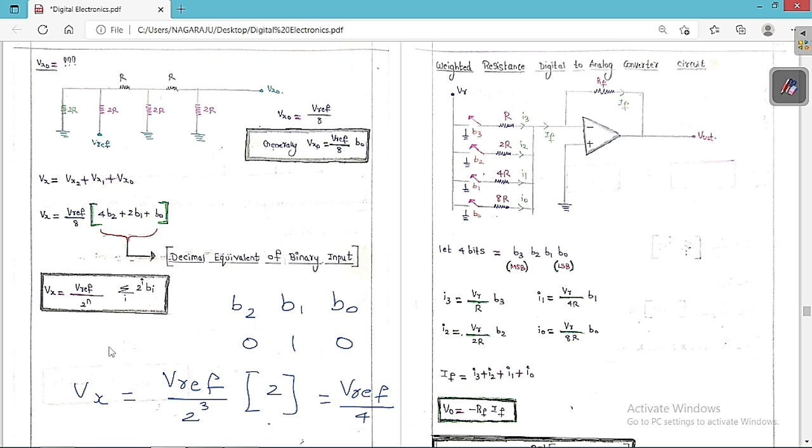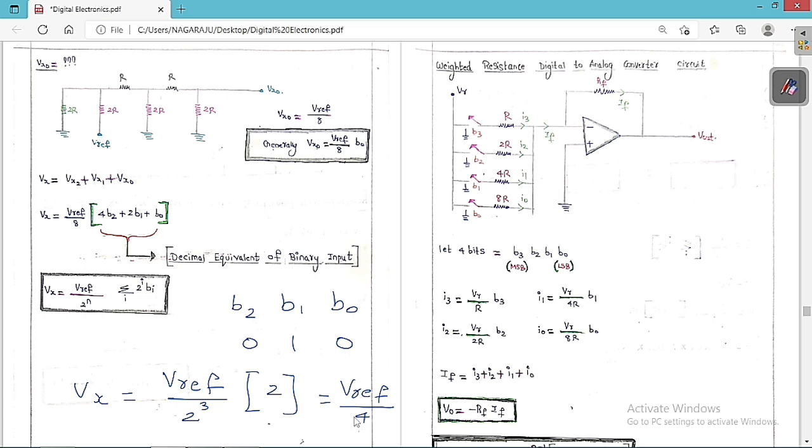So Vx is equal to V reference by 2 to the power of the number of switches, which is 3. So 2 cube into the decimal equivalent of this number. What is the decimal equivalent of this number? It is 2. So if you solve this, we get V reference by 4. So this is the voltage that we are going to get across Vx, which is V reference by 4. This we have already got in the previous case only. We have seen this value, for Vx1 we got V reference by 4.